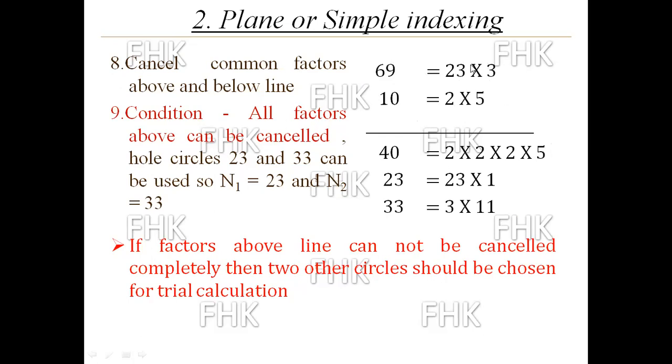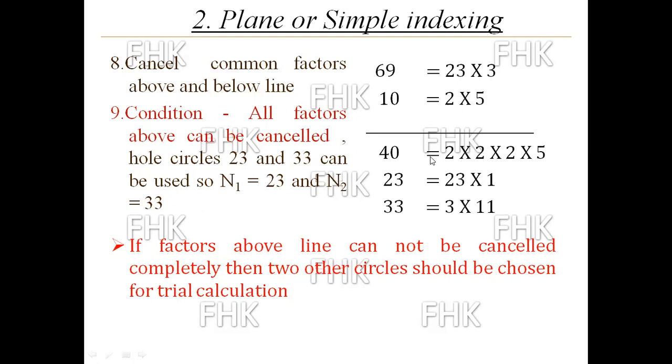If it is not cancelling, you have to change the combination in the second iteration. Again you start the calculation from the start. If your combination changes, the difference value will change. Then you make the factors and try to cancel each factor above the horizontal line. So the condition is all factors above the horizontal line should cancel.